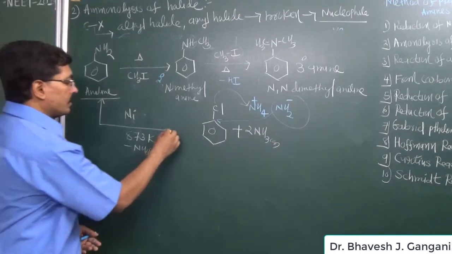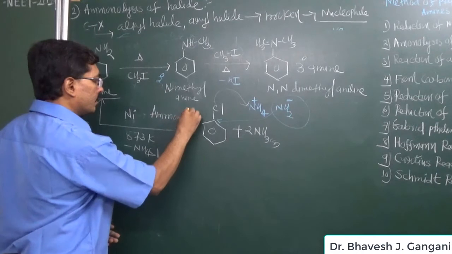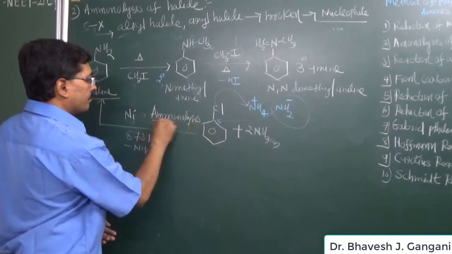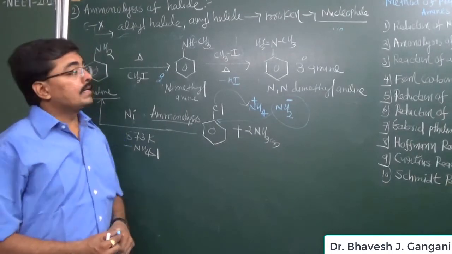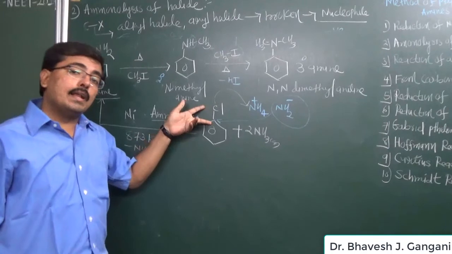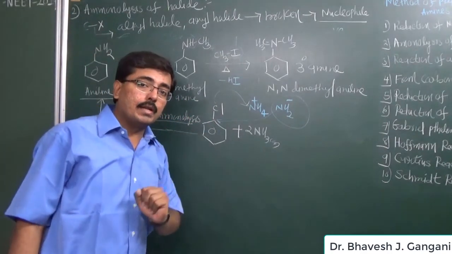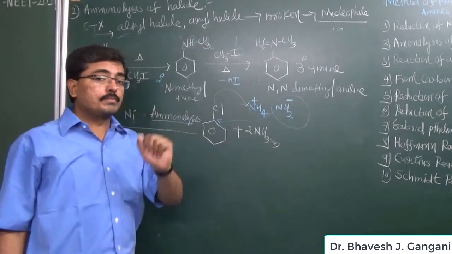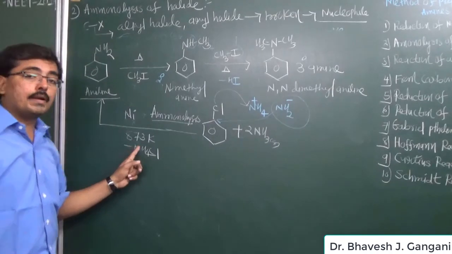So by ammonolysis of chlorobenzene, one can get aniline. But it is observed that the carbon halogen bond in aryl halide is comparatively strong as compared to the carbon halogen bond in alkyl halide, and because of this, more energy is required to break this bond.